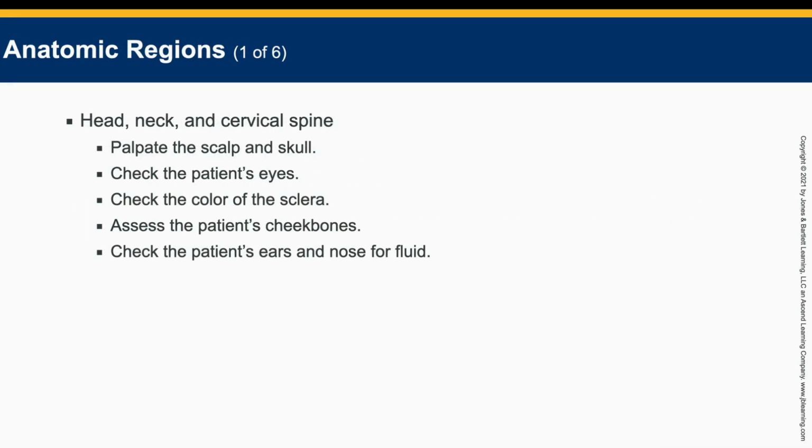During the secondary assessment, we evaluate the body systematically by anatomic regions, beginning with the head, neck, and C-spine. Start by palpating the scalp and skull, feeling for any deformities, tenderness, swelling, and depressions that could indicate trauma. Next, check the patient's eyes. Look for equal pupils, abnormal eye movement, or signs of injury. Also observe the color of the sclera, which is the white part of the eye. Changes in color, such as yellowing or redness, can sometimes indicate underlying medical issues.